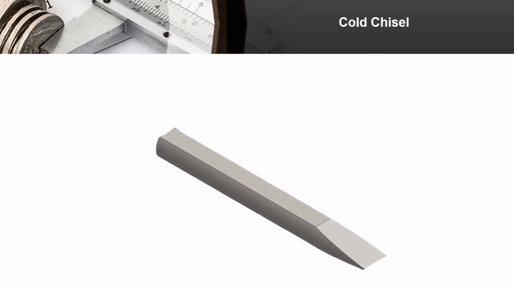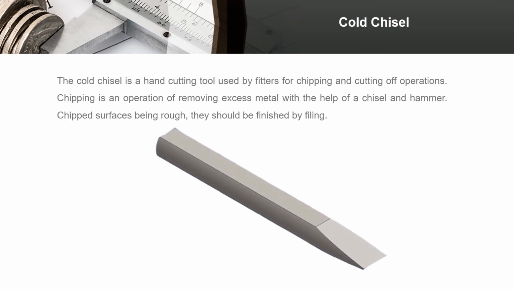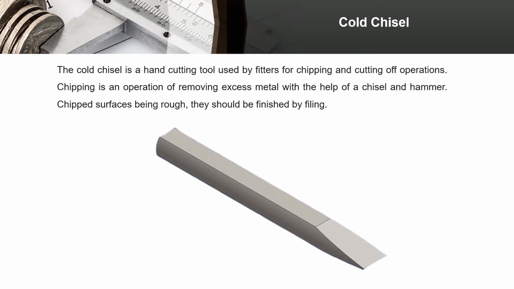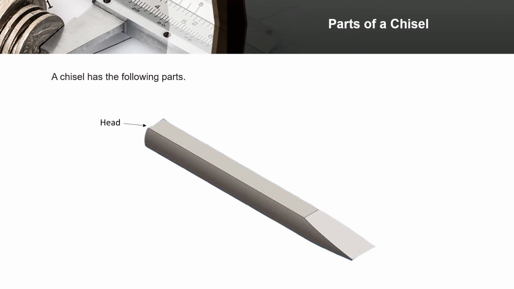Cold chisel. The cold chisel is a hand cutting tool used by fitters for chipping and cutting operations. Chipping is an operation of removing excess metal with the help of a chisel and hammer. Chipped surfaces being rough, they should be finished by filing. Parts of a chisel. A chisel has the following parts: head, body, point.